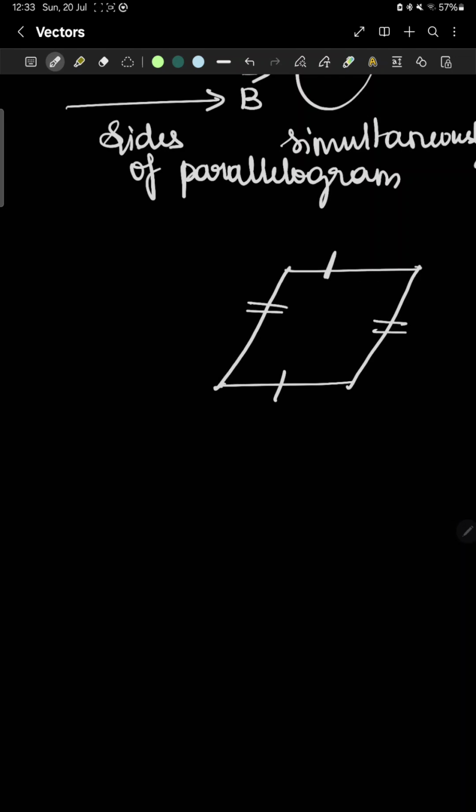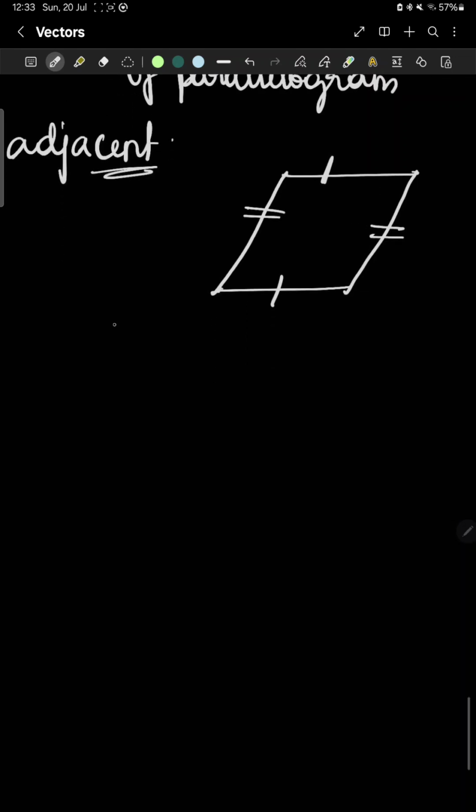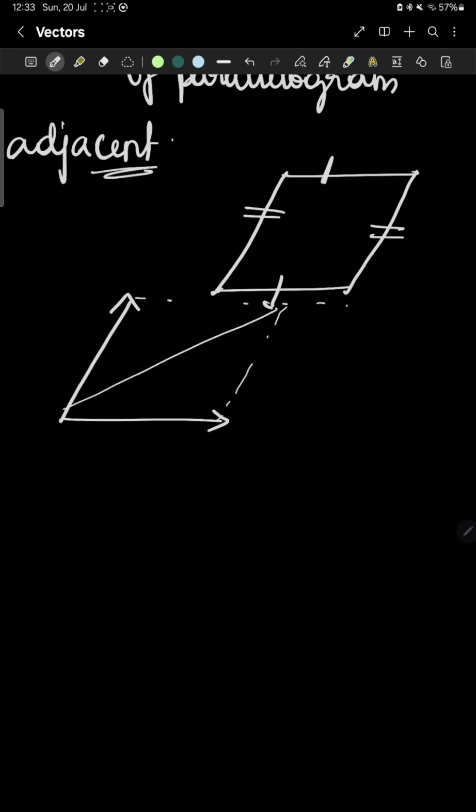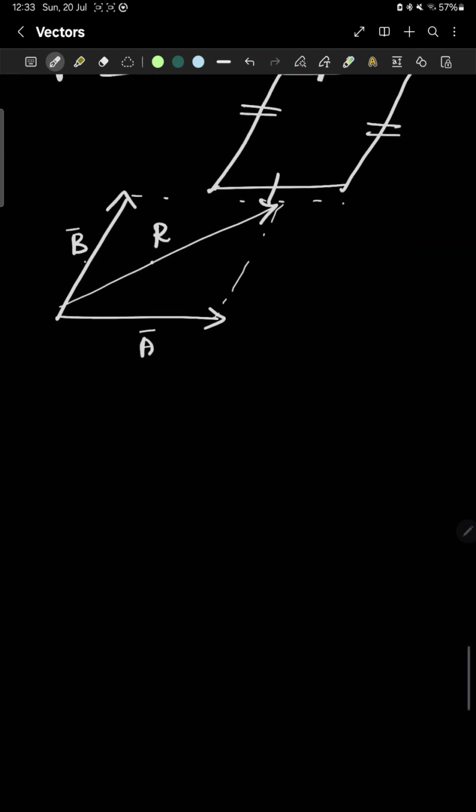If I make these two vectors adjacent sides, that is very important. I am going to make these two vectors the adjacent sides of the parallelogram, and if I complete the shape of the parallelogram, I will get a diagonal, and that diagonal will be the resultant of adding these two vectors, which have been considered as the sides of the parallelogram. Now we are going to see the derivation of this parallelogram rule.